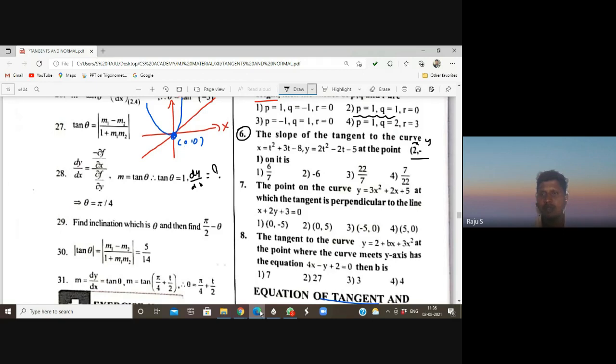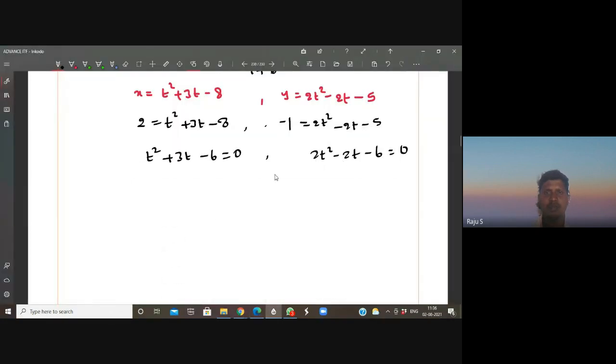Okay, students, what is the common point? Solve that. It is a quadratic equation, you know. So what is the t value? What is the value of t? It satisfies both the equations.